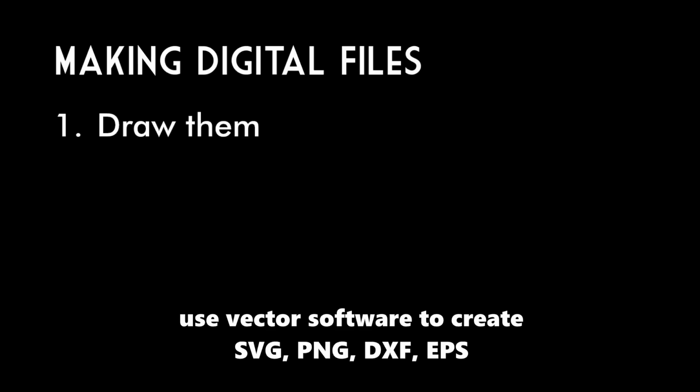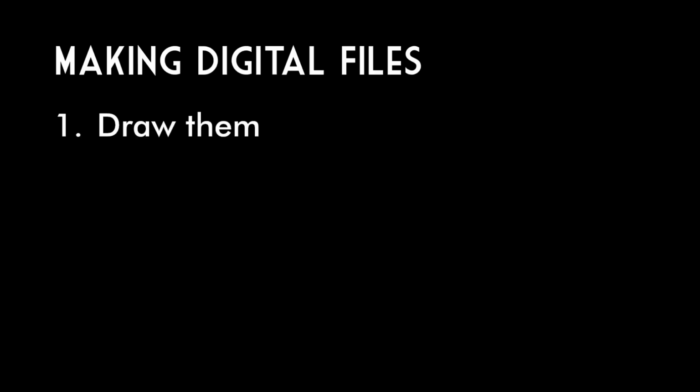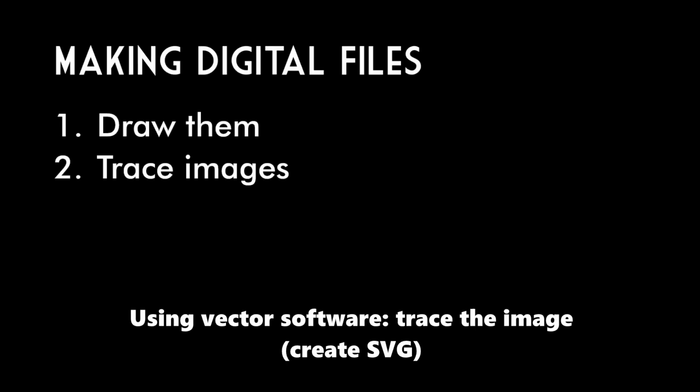You can also draw them digitally as well, and I'll go through an example of how to do that right in Inkscape. The second way you can make digital files is to trace the images. You could pull public domain pictures and then use Inkscape, a free vector software, and just trace the image and create an SVG file and the other file types off of that as well. I'll go through an example of that too.